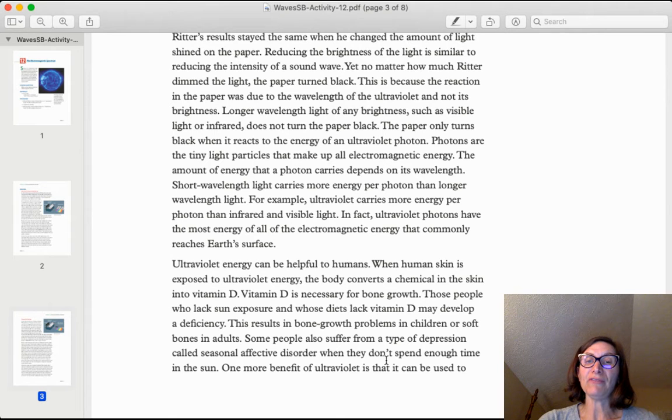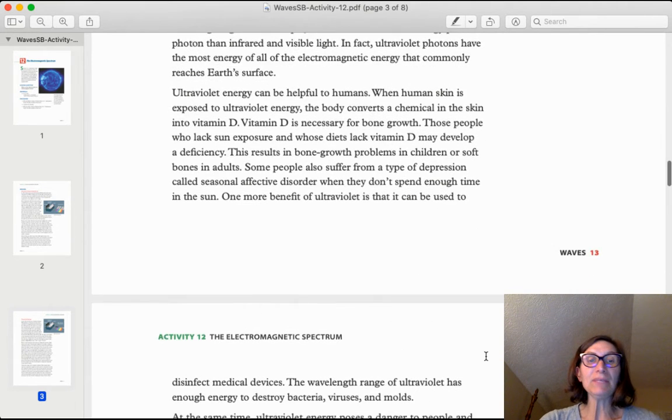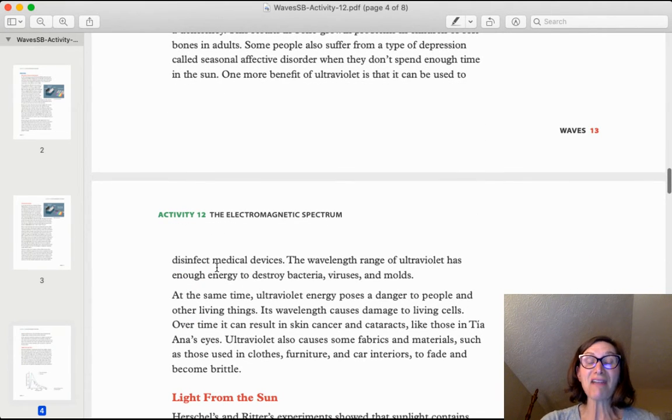One more benefit of ultraviolet is that it can be used to disinfect medical devices. The wavelength range of ultraviolet has enough energy to destroy bacteria, viruses, and molds. At the same time, ultraviolet energy poses a danger to people and other living things. Its wavelength causes damage to living cells. Over time, it can result in skin cancers and cataracts, like those in Tia Anna's eyes.